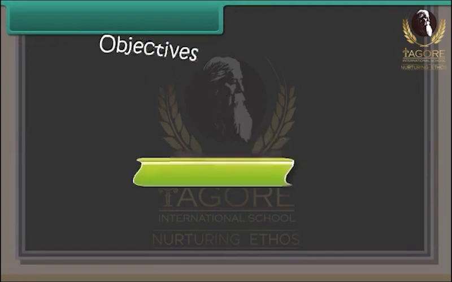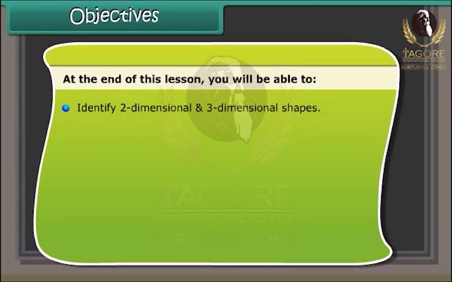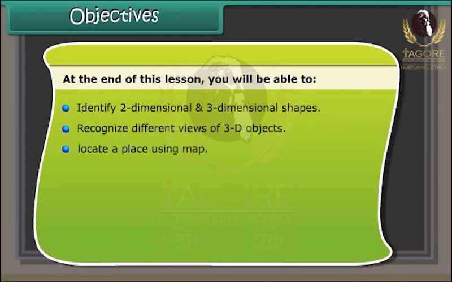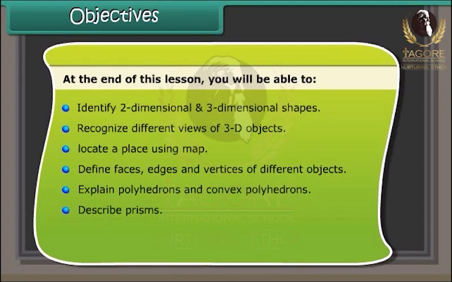Objectives. At the end of this lesson, you'll be able to identify two-dimensional and three-dimensional shapes, recognize different views of 3D objects, locate a place using map, define faces, edges, and vertices of different objects, explain polyhedron and convex polyhedrons, describe prisms, discuss pyramids, apply Euler's formula.